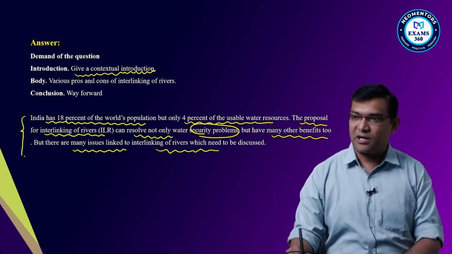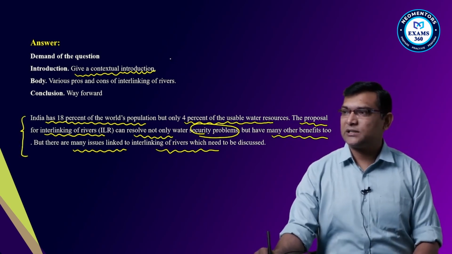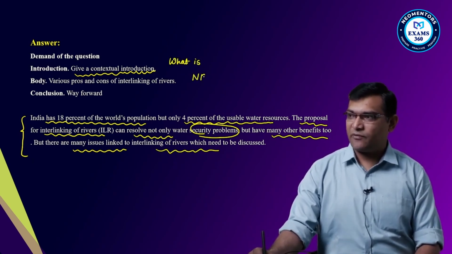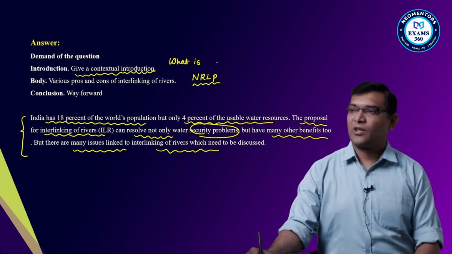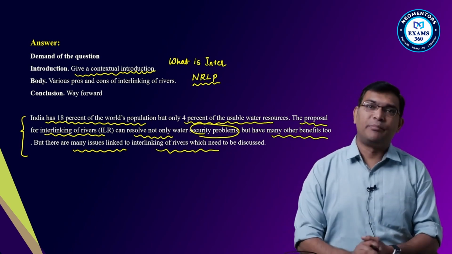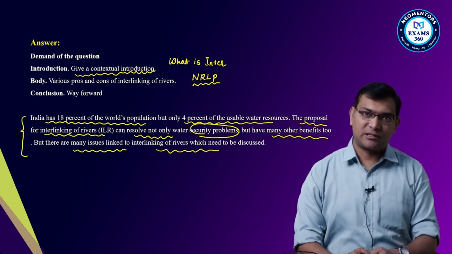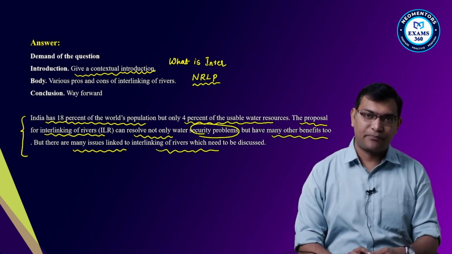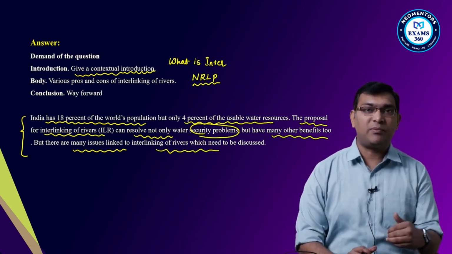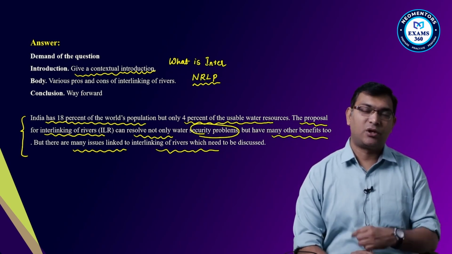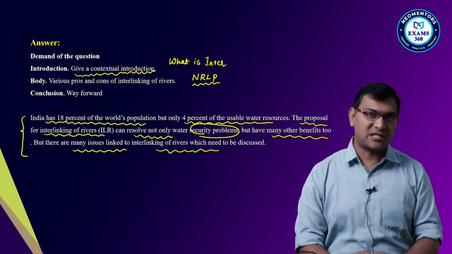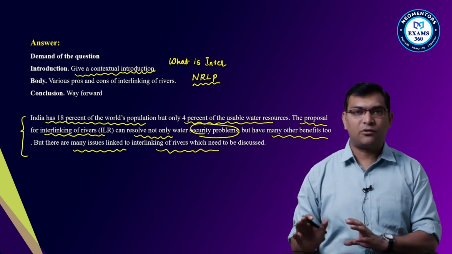Ante you can write this point as an introduction, or you can write what is interlinking or national river linking projects. Or simply you can say that with the interlinking of river projects, we can move water from the water surplus regions to the water deficit regions. Not only this, but also we can improve our food security, and there are many other benefits as follows. So ila kuda introduction rayachu.